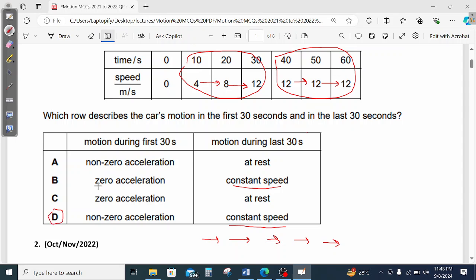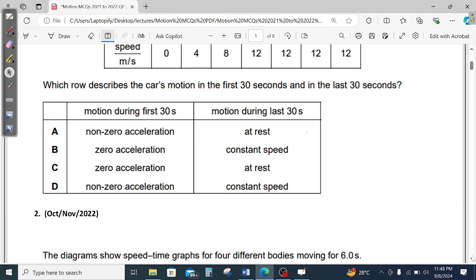If you look at this one, this is zero acceleration. Zero acceleration means the body is not accelerating. This option will be wrong. Okay, it was a very easy question. Now move towards the second question.